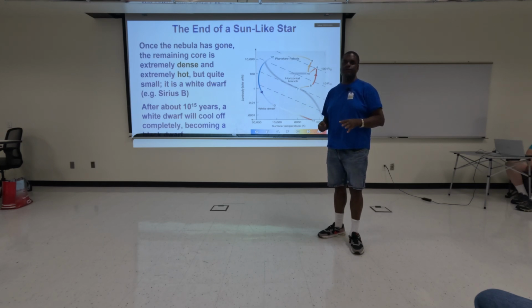So you can't get the dwarfs confused. A brown dwarf is something that wasn't massive enough to form a star in the first place. Then you have a white dwarf. Then you have a black dwarf.